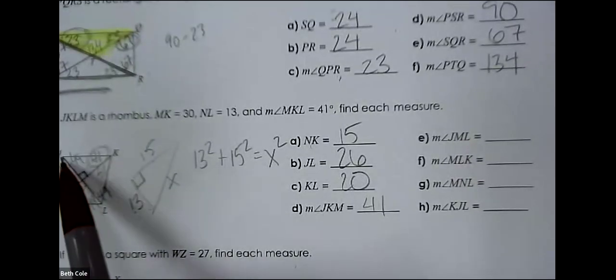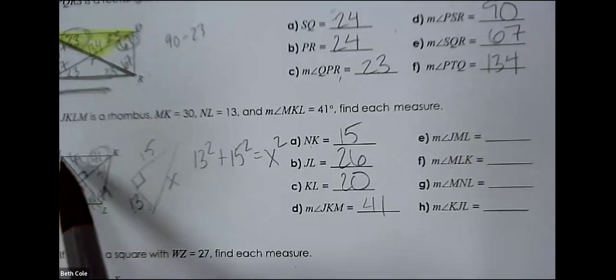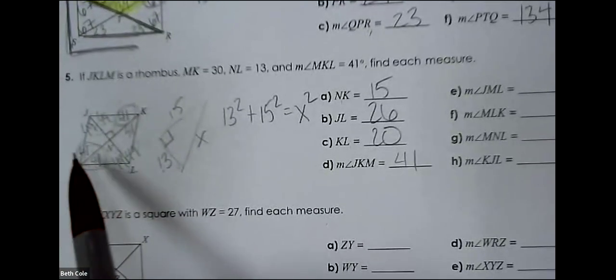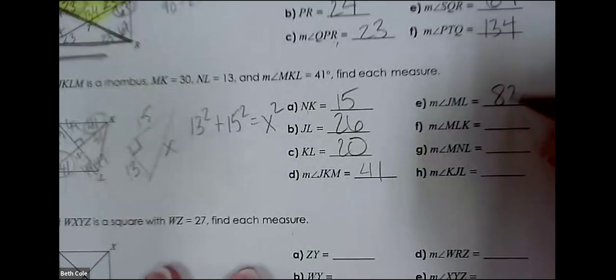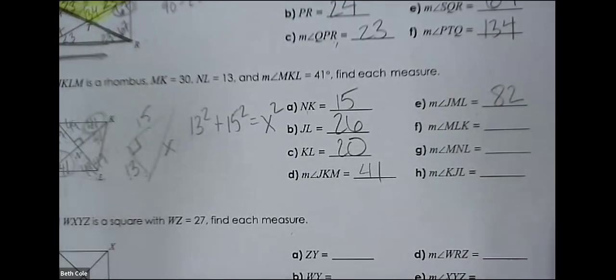All right, JML. So where's J? J and then to M and then to L. All right, that's this whole thing, JML. So I would have to add 41 plus 41, which would be 82. So it's the entire corner. I just added those two together.